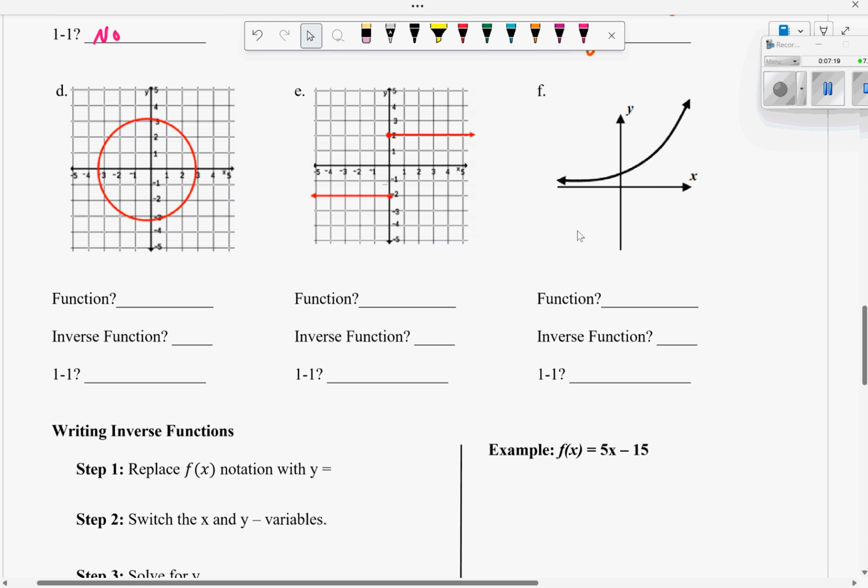So then looking here, is this a function? No, it fails the vertical line test. Is the inverse a function? No, it fails the horizontal line test. And so this is not one-to-one.